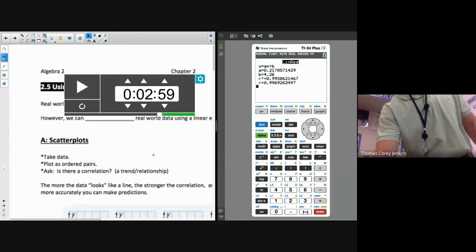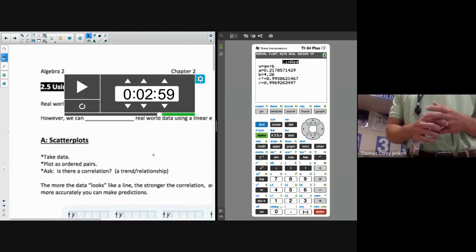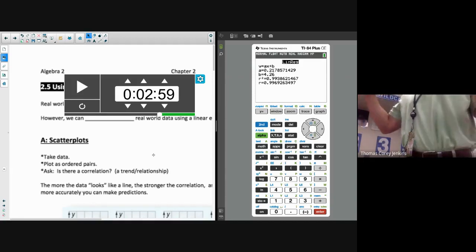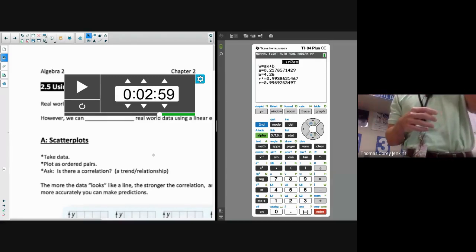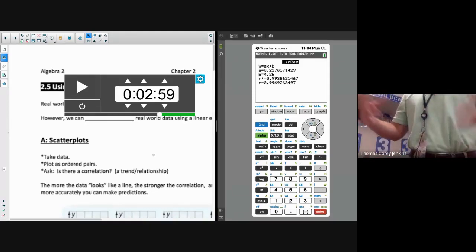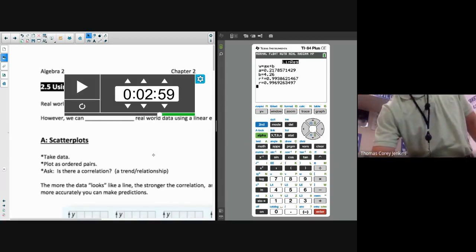And here we go. Our learning target today for lesson 2.5 is that we want to be able to make a model using our technology for a set of real world data. Basically, for a scatter plot, we want to be able to model that with a linear model, like a line of best fit, as you'll hear it called. And the other part is we want to be able to use our model to make a prediction.